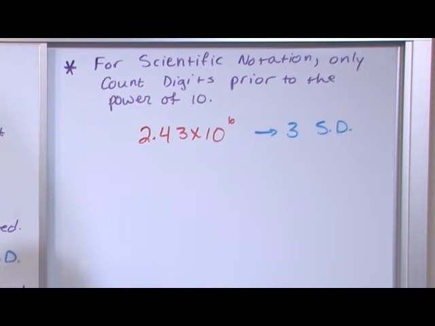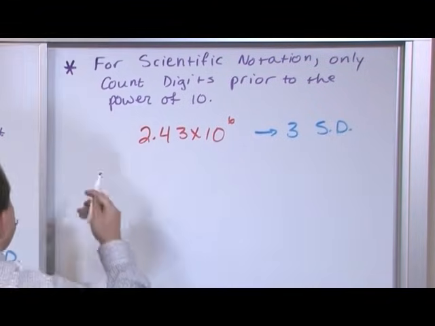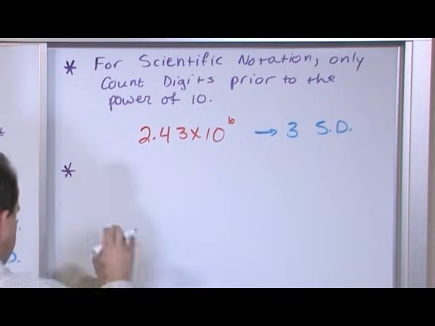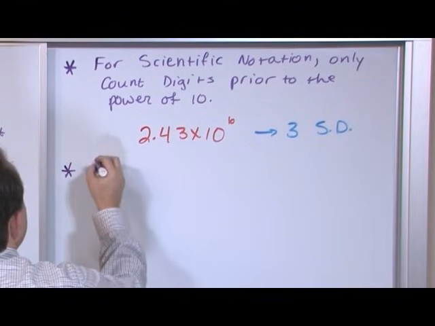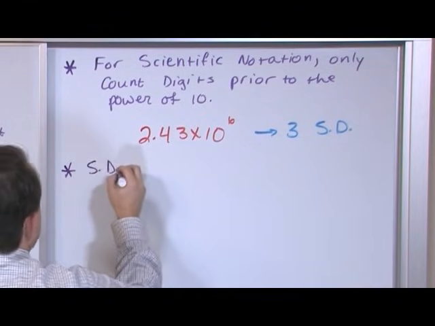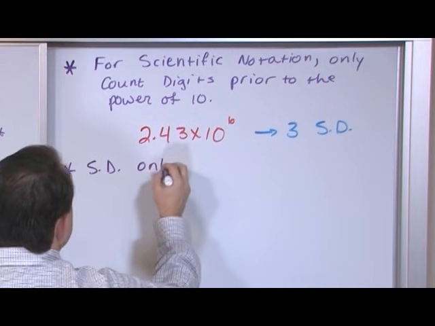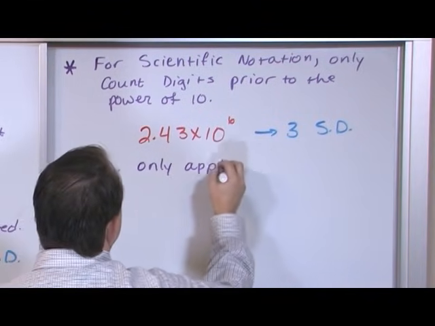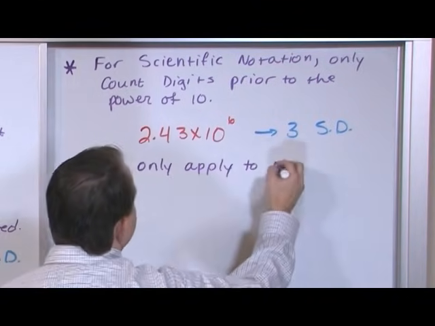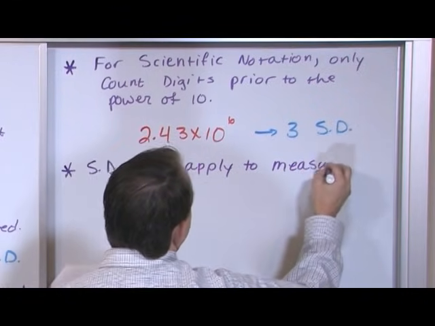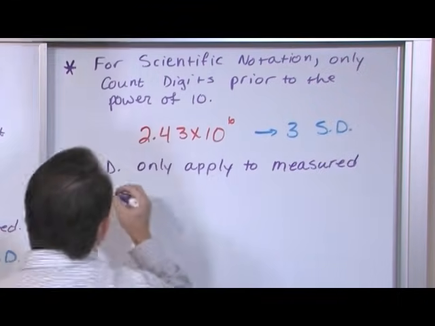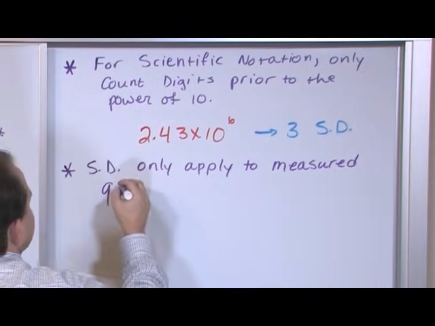All right? One more thing I want to talk about is the following. Significant digits only apply to measured quantities, because that's the whole point, right? Talking about measurement accuracy.